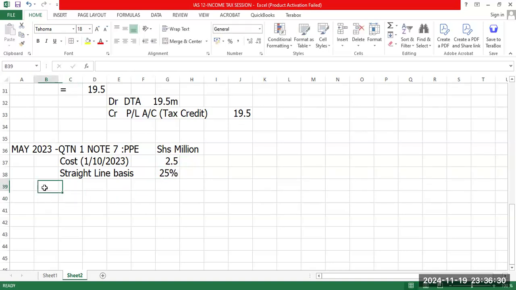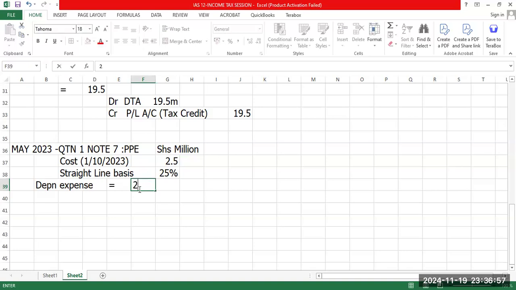So I needed first to know what is the depreciation expense per year. Before I do anything, what is depreciation expense per year? I get 25%.